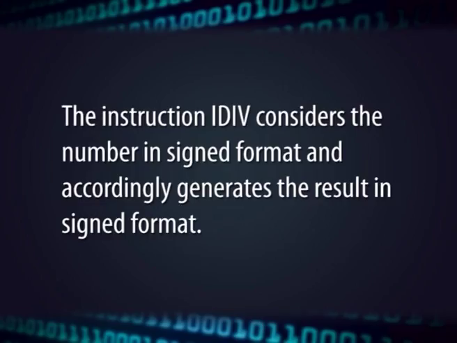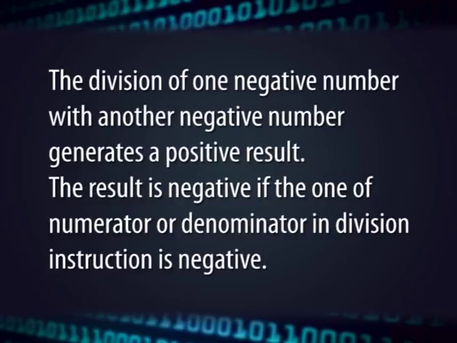The instruction IDIV considers the number in signed format and accordingly generates the result also in signed format. The division of one negative number by another negative number generates a positive result. The result is negative if only one of the numerator or denominator in the division instruction is negative.